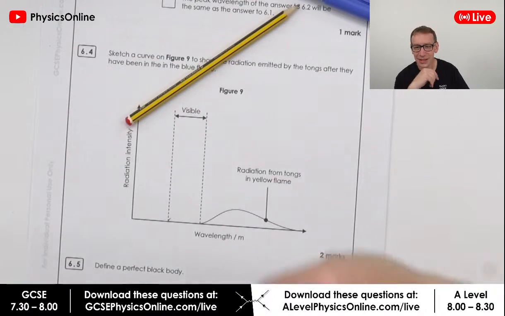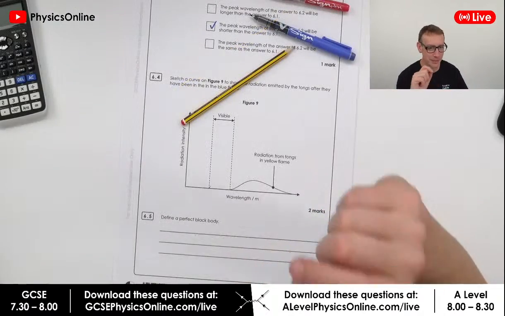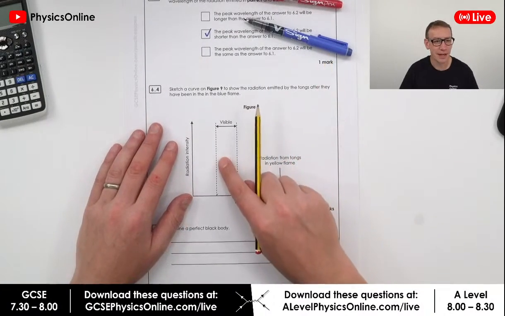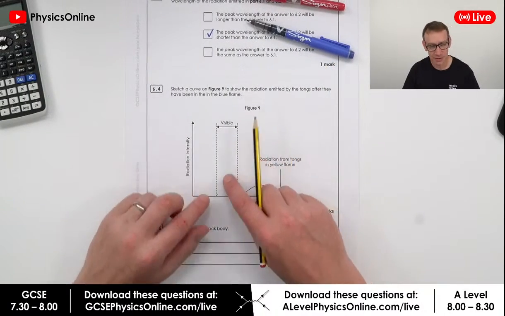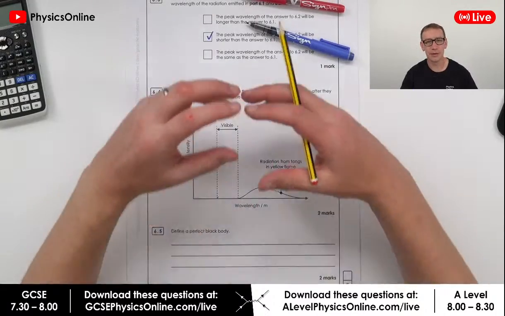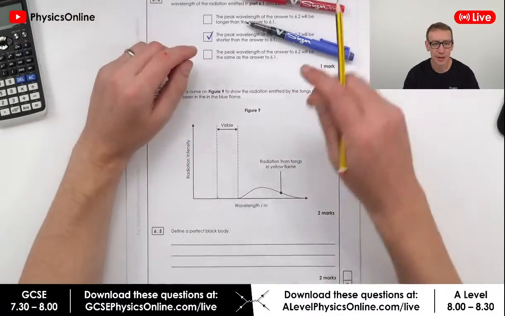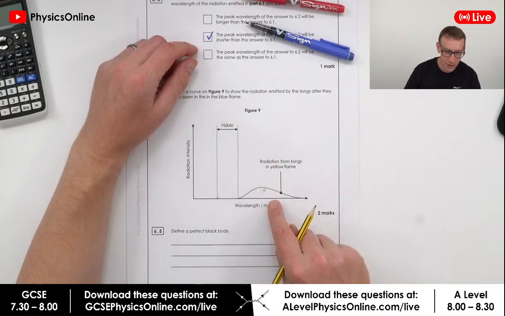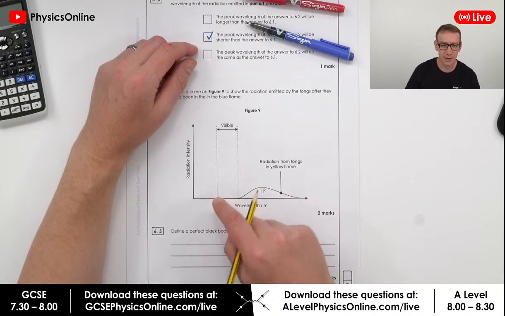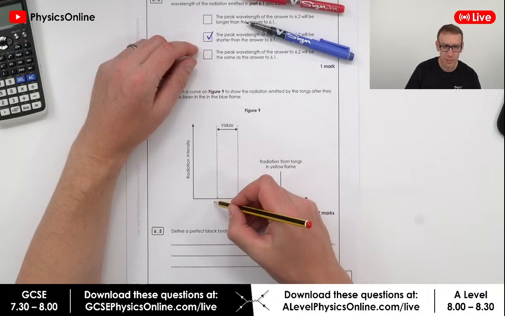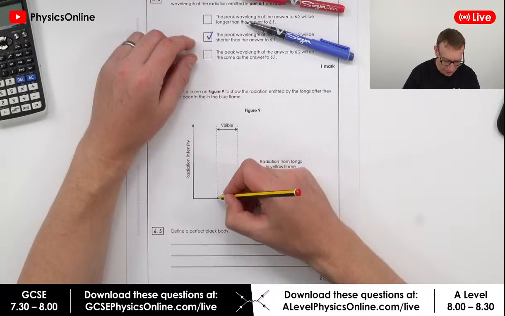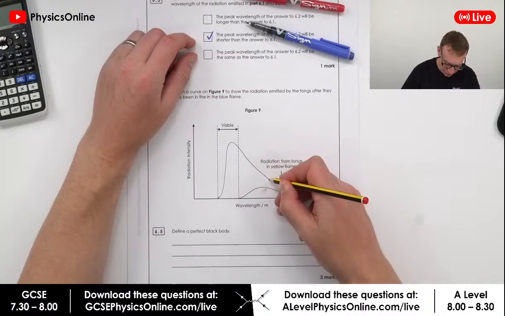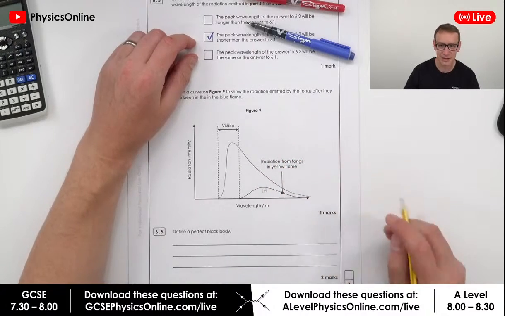Right, so loud and clear. Okay, so where were we? Basically, what we have here is a curve where we need to show the light being emitted by the tongs after they've been in that blue flame. Now they're going to be giving out infrared, which is this part over here, where it's a long wavelength. Where it's a shorter wavelength, it's going to be visible, and therefore we must have some radiation emitted. And basically what we have is a shape that looks a bit like that.